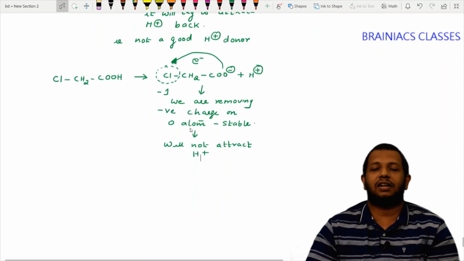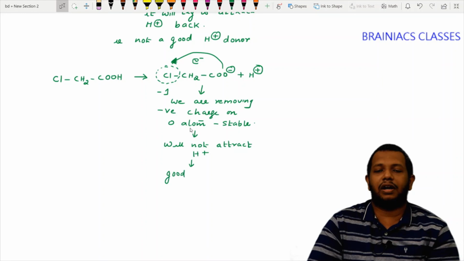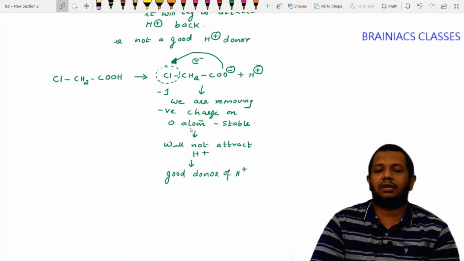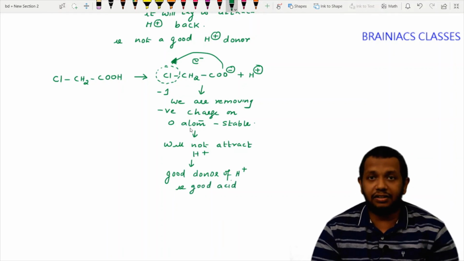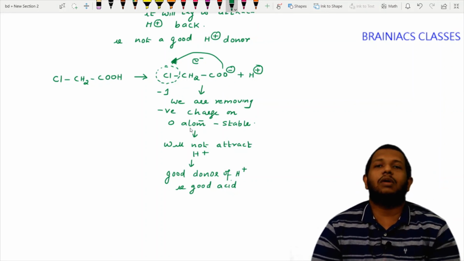So what is the conclusion I can say? It's a good donor of H plus. That is a good acid. Or I can say its acidic strength is very high compared to the previous acid that we have seen. Now let's see the third one.